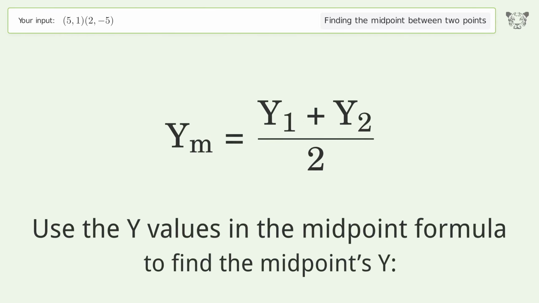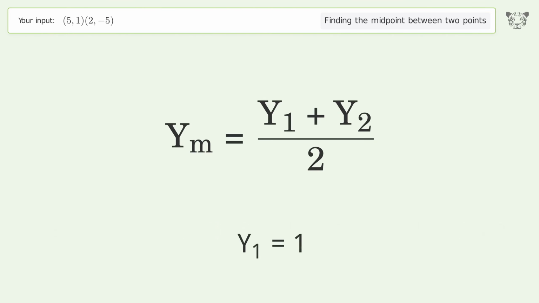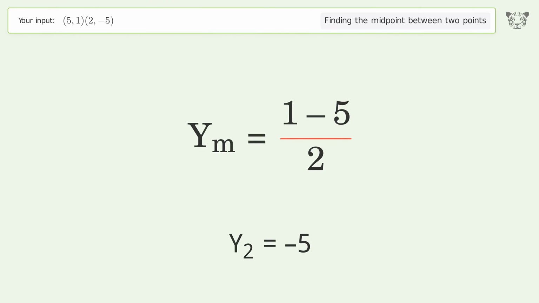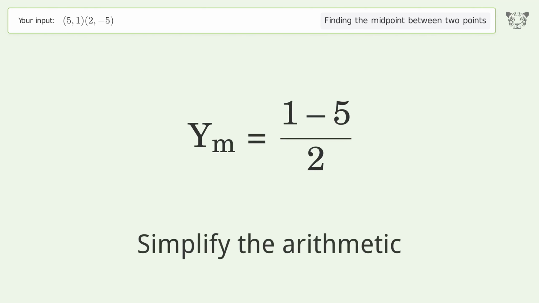Use the y values in the midpoint formula to find the midpoints y. y1 equals 1. y2 equals -5. Simplify the arithmetic.